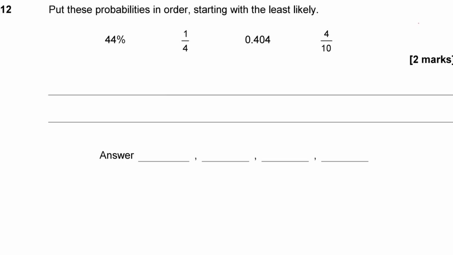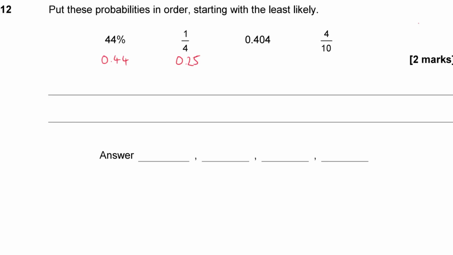Question 12. Put these probabilities in order, starting with the least likely. Now we've got a lot of mixed units here, so we've got percentages, we've got fractions, and we've got decimal numbers. To compare them, it's probably best to put them all into the same sort. 44% I know as a decimal straight away, that's 0.44. A quarter I know straight away. You should know your common fractions and their decimal equivalents. A quarter is equivalent to 0.25.